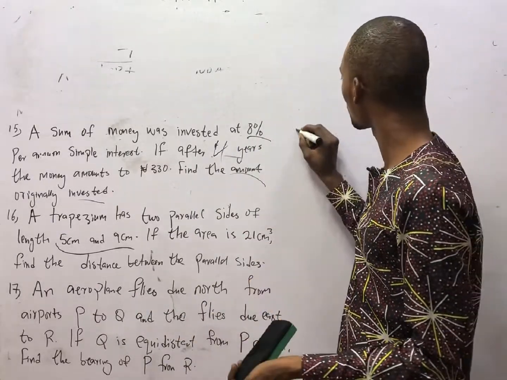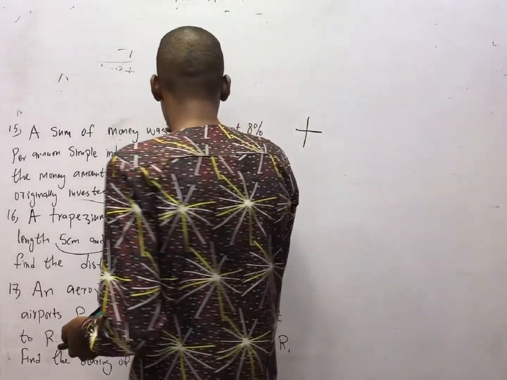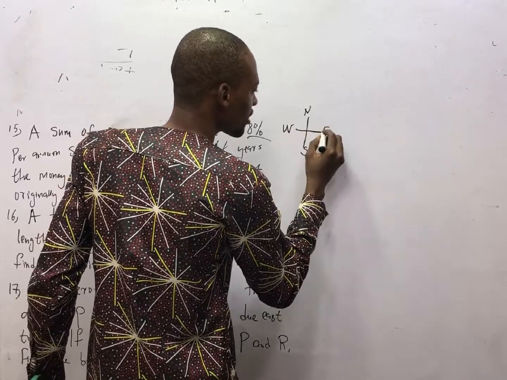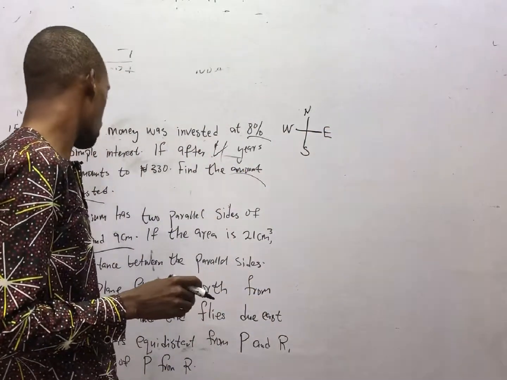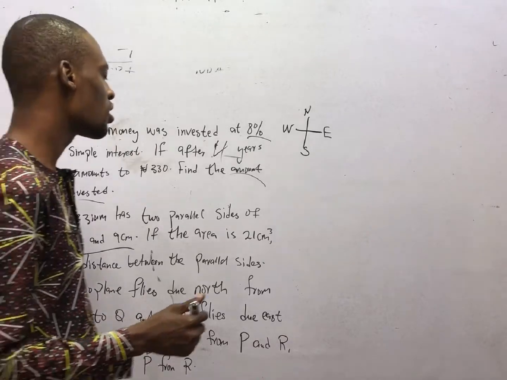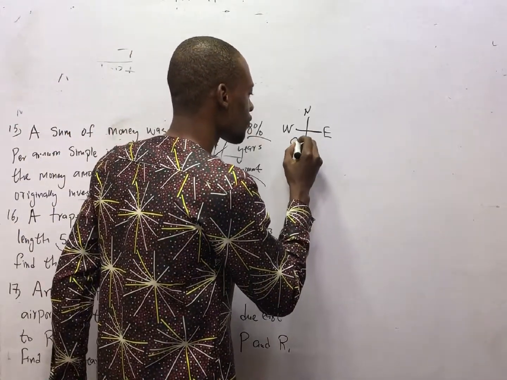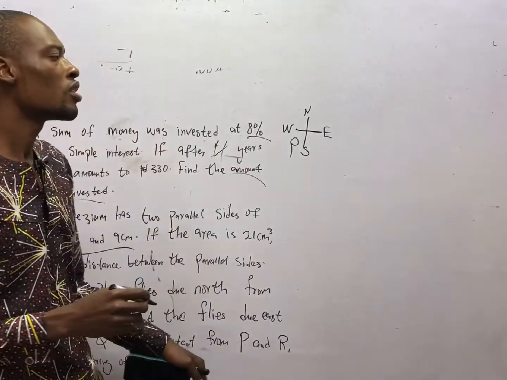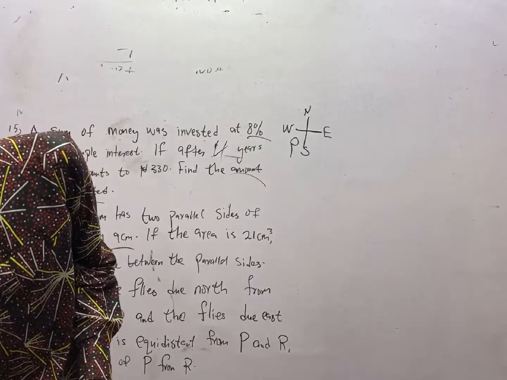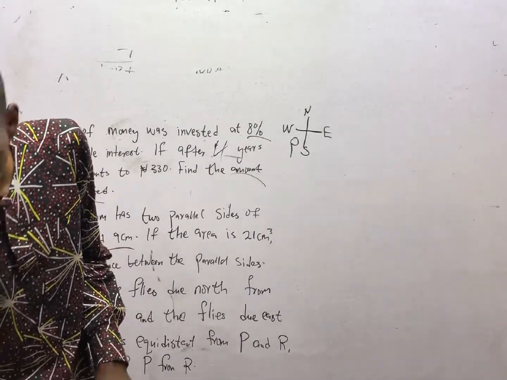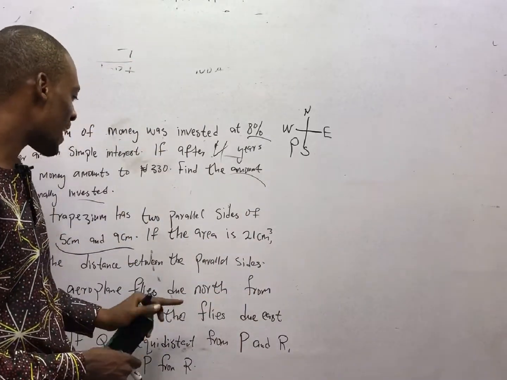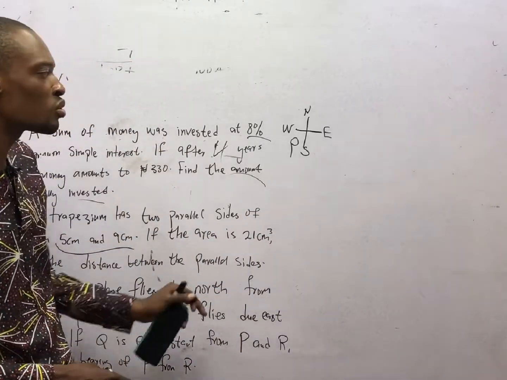So now an aeroplane flies due north. What should you do? You are given a cardinal point. In cardinal point, we have north, south, west, and east. So if an aeroplane flies due north from airport P to Q, we can call here airport P. The aeroplane flies due north from airport P to Q.